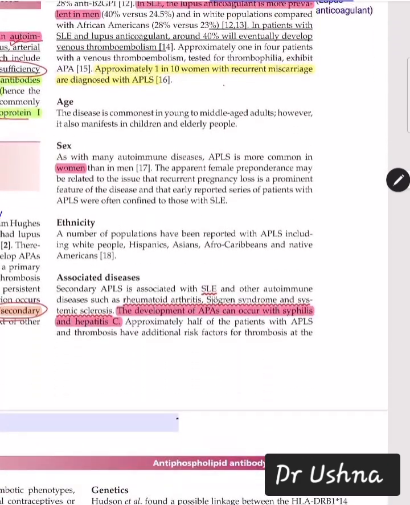Next, it is more common in females. The most common associated disease is SLE. Other associated diseases are rheumatoid arthritis, Sjogren, and systemic sclerosis. These are connective tissue diseases associated with APLA, but don't forget the infections which are also associated with or trigger the disease, which are syphilis and Hep C.